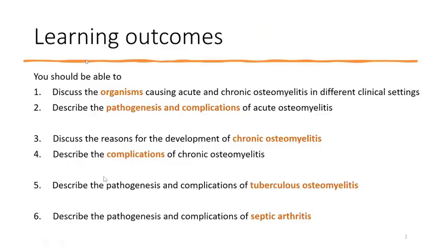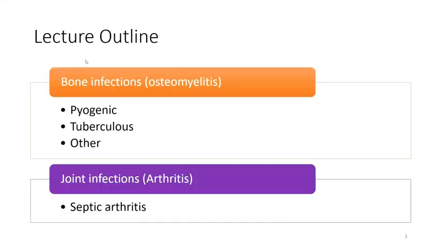Third objective, discuss the reasons for the development of chronic osteomyelitis. Describe the complications of chronic osteomyelitis. Then as the fifth objective, you have to describe the pathogenesis and complications of tuberculous osteomyelitis. And at the last part, I'll be doing the pathogenesis and complications of septic arthritis.